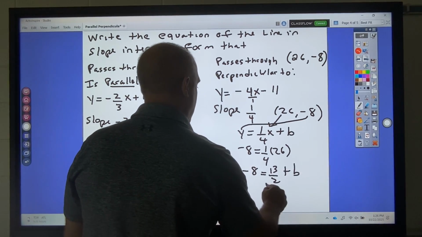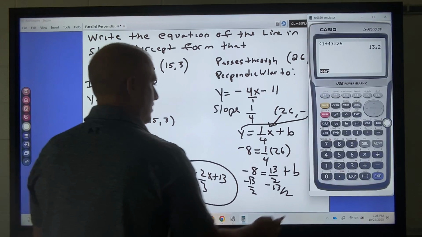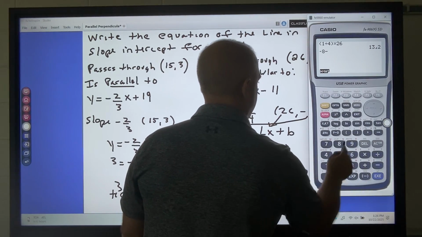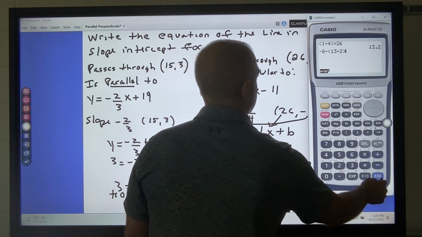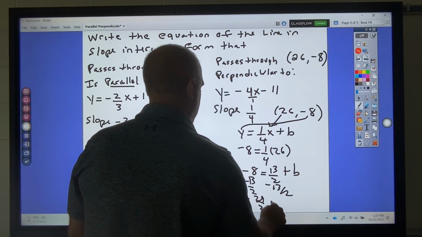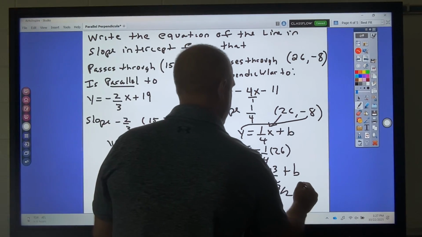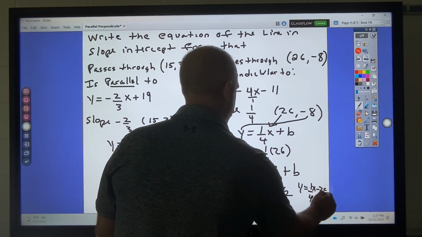Plus b, I want to subtract 13/2 from both sides. So -8 minus 13/2 is -29/2 for b. So my equation is y equals 1/4 x minus 29/2.